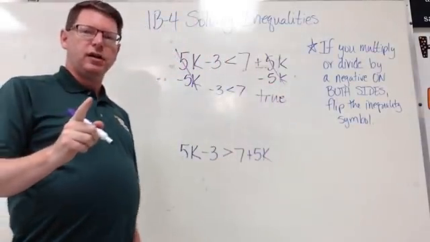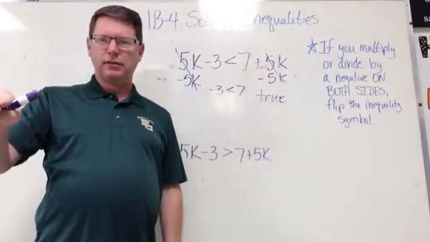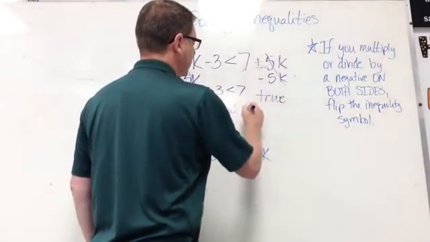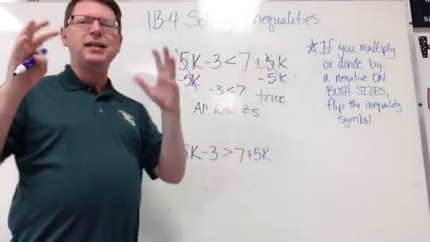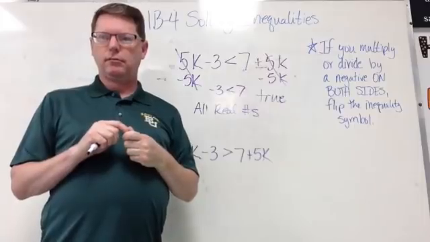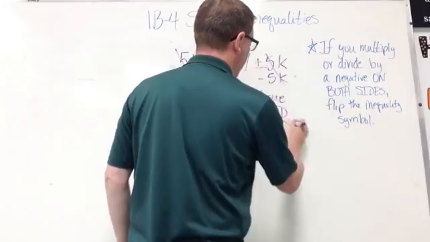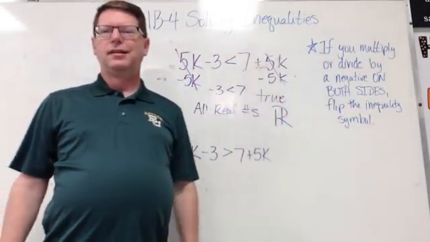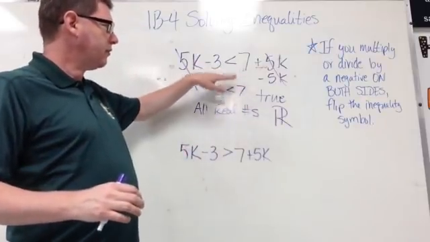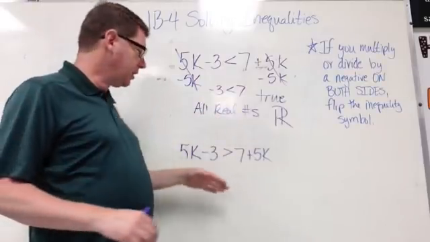When all your variables are gone, and all you're left with is a true statement, -3 is less than 7, then the solution is all real numbers. So I could plug any number in the whole wide world into this k, and I would still get a true statement. Okay? All real numbers. Sometimes you might see it as a capital R that looks like that. That is also the symbol for all real numbers. Again, solve it. No more variables, but I have a true statement. All real numbers.